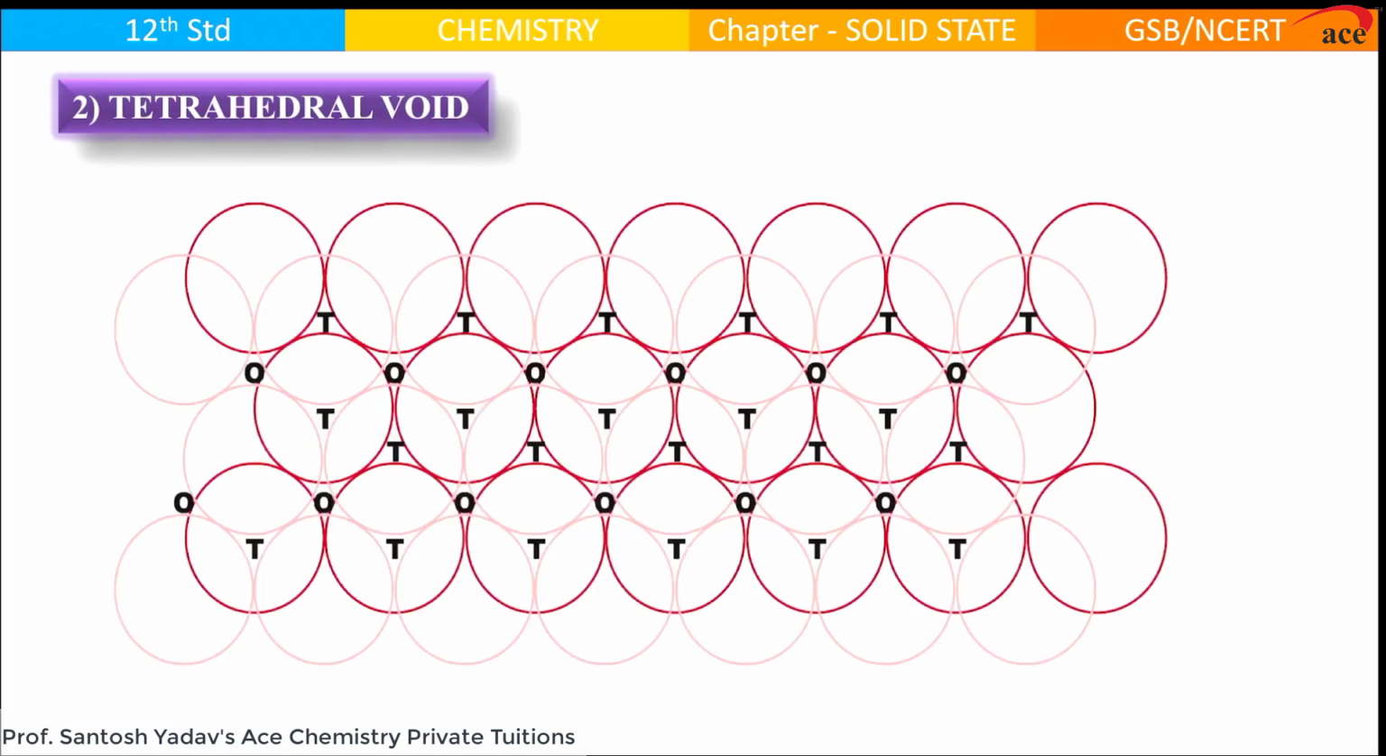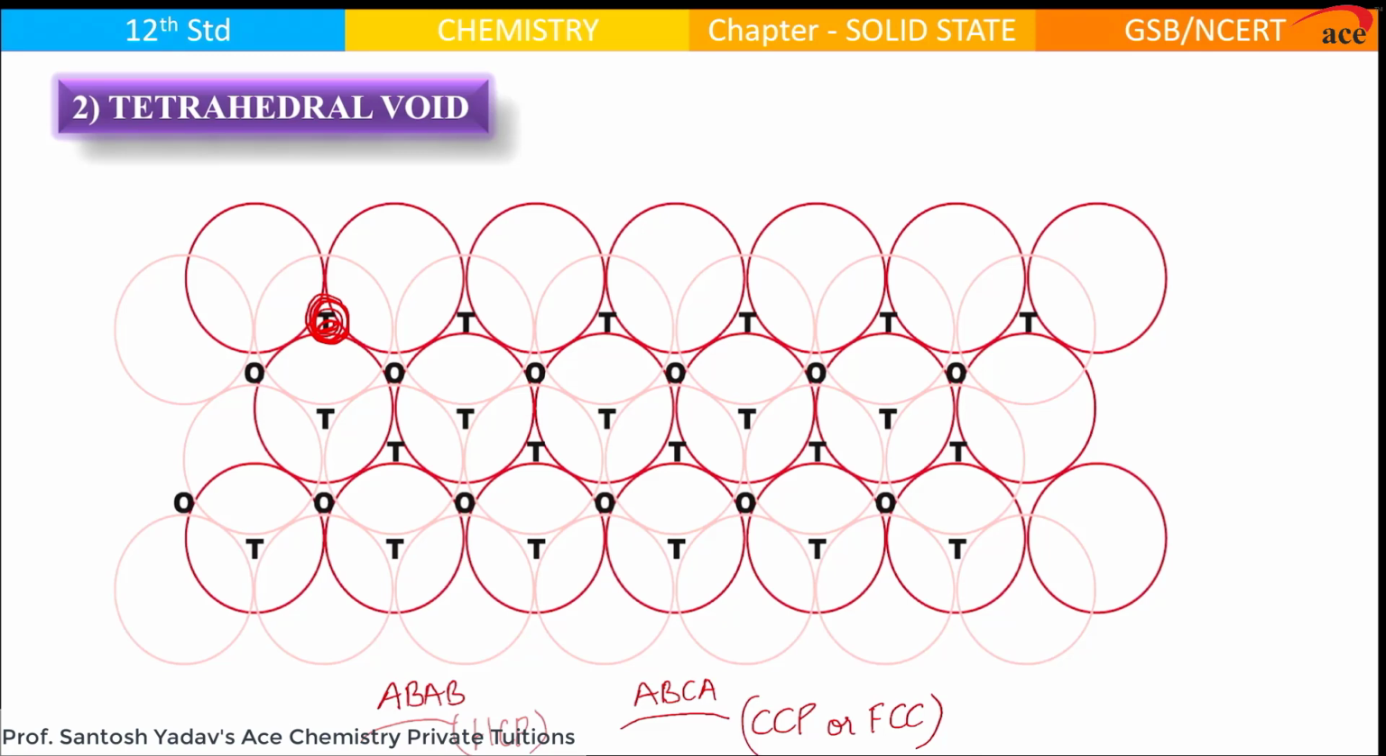Tetrahedral void. This type of packing was present in ABAB packing and also in ABCA packing. That means the voids we are talking about are present in both types of packing. ABAB, if you remember, was responsible for HCP and ABCA was responsible for CCP or FCC. That means the voids present in ABAB and ABCA are of the same type: tetrahedral void and octahedral void.